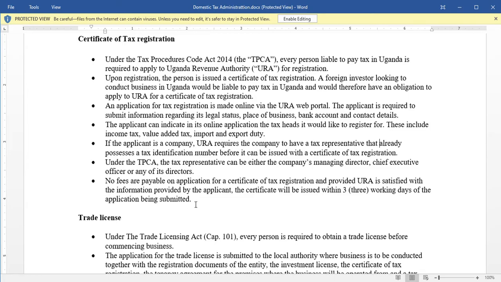Then no fees are payable on application for a certificate of registration, and provided URA is satisfied with the information provided by the applicant, the certificate will be issued within 3 working days of the application being submitted. So no fee is payable on application for a certificate of tax registration. So those are the procedures or the requirements for a certificate of registration.